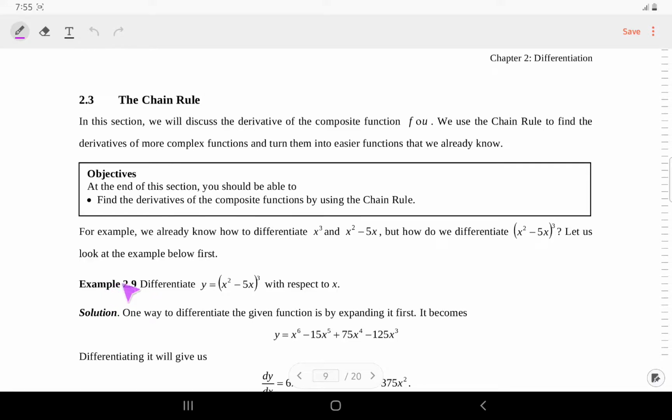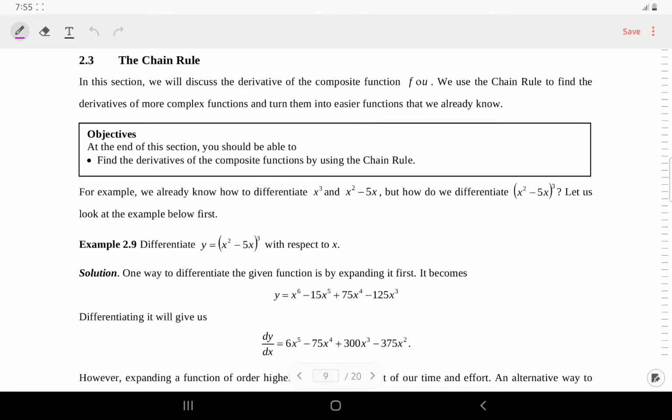we will take a look at this example. The same function as I mentioned before, which is x squared minus 5x power of 3. So we want to differentiate it, meaning that we want to find what is our dy over dx. There are two ways to differentiate this function. The longer way is you need to expand the power of 3. Meaning that x squared minus 5x multiply with x squared minus 5x and multiply with x squared minus 5x, 3 times, and then we will get these terms.